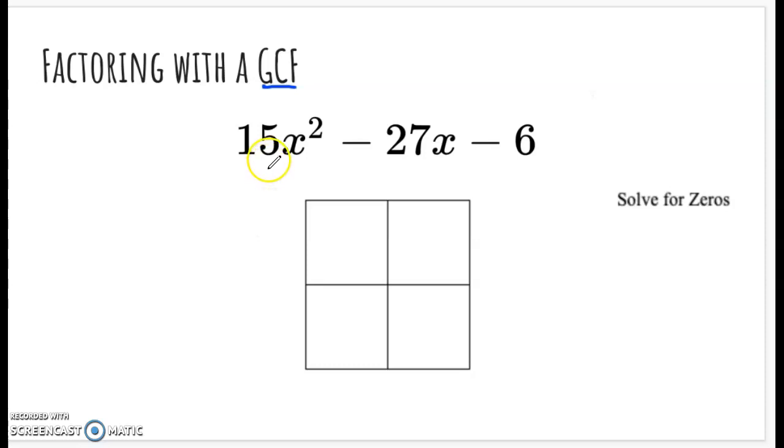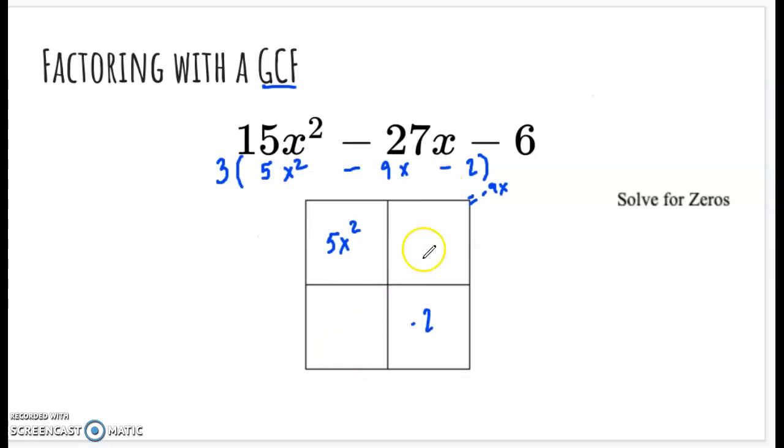All right, so hopefully you're noticing 15, 27, and 6. Those all have a common factor of 3. And I'm going to write that right below here. So if I factor out that 3, 15 divided by 3 leaves me with 5x squared. 27 divided by 3 leaves me with 9x. And 6 divided by 3 leaves me with 2. So I'm going to be factoring 5x squared minus 9x minus 2.